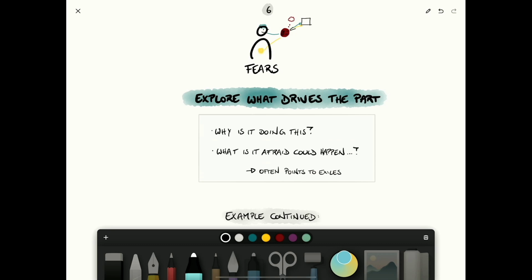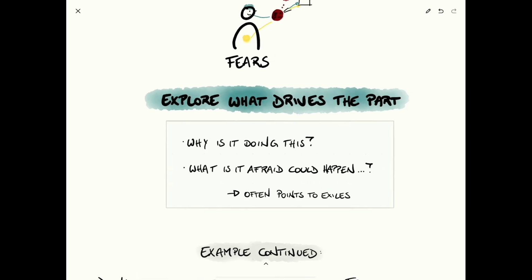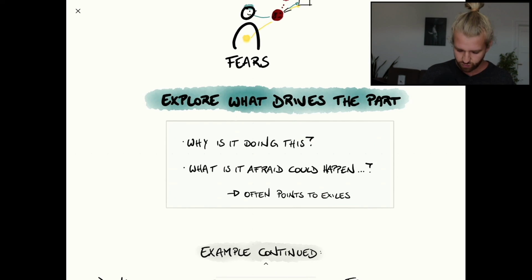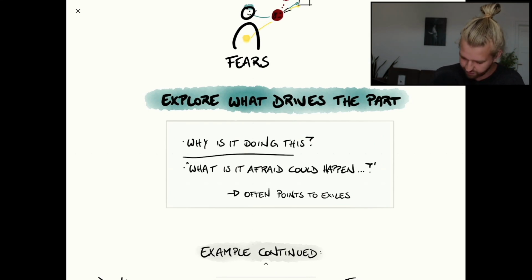There's so much drive behind that. And that often has to do with quite specific fears and worries of what could happen if they stop. So in the sixth step, it's about exploring those fears and basically learning why this part is doing this. One question that can work a lot of times with this is, what is the part afraid could happen if it stopped doing this, if she wasn't heard?